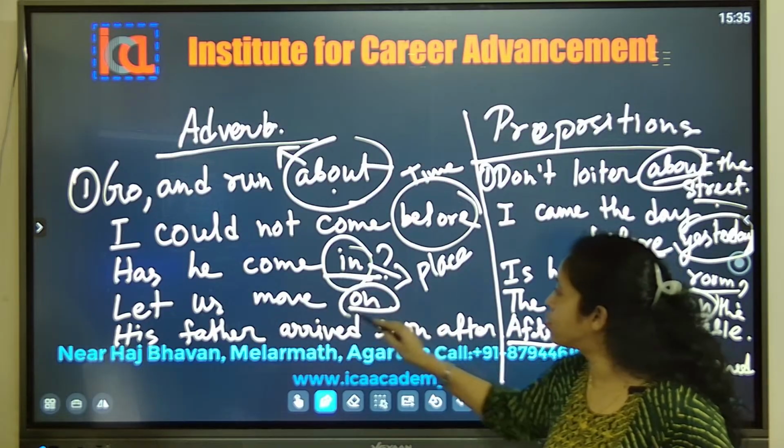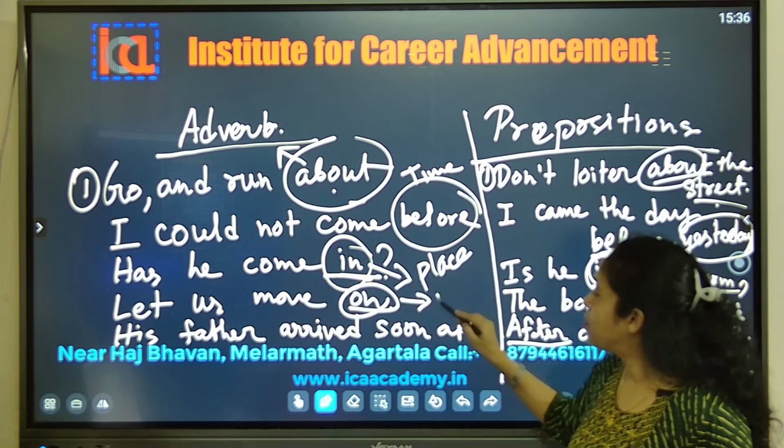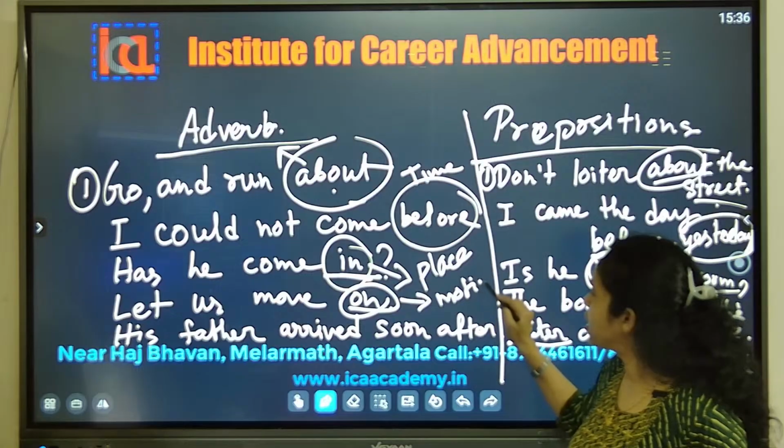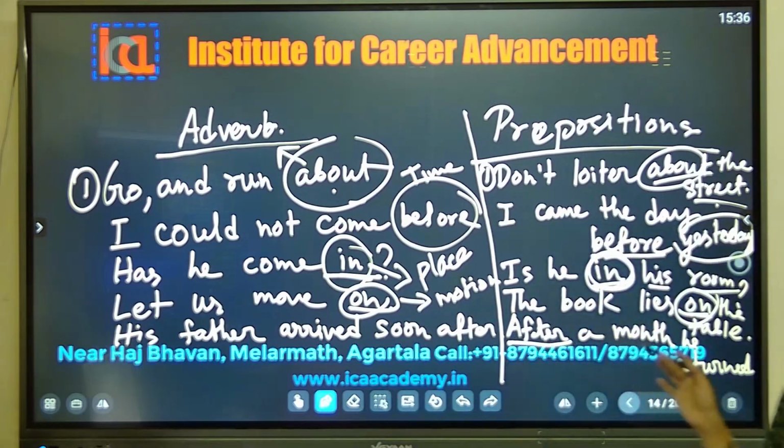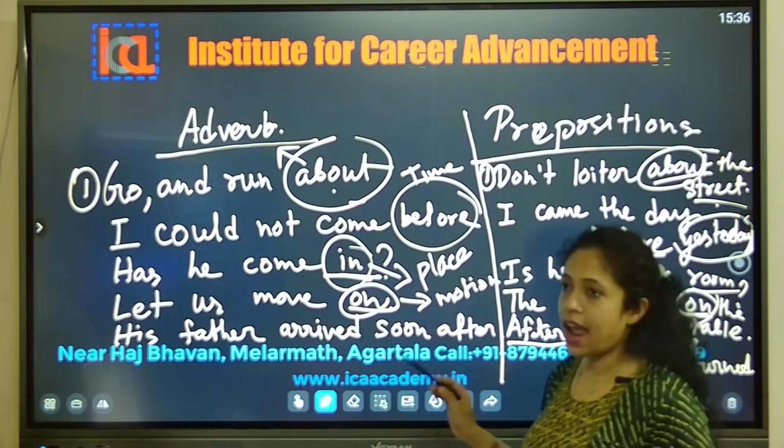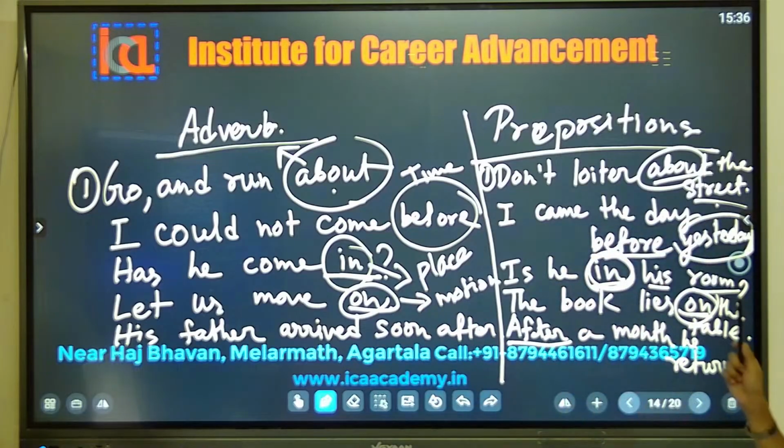Move on is also a motion. It is telling about the motion. And after that, no noun, nothing is there. The word on here is not joining anything. So that's why on becomes an adverb. Actually you should remember these things because they may come. Use of adverb, use of preposition. This is also very important.